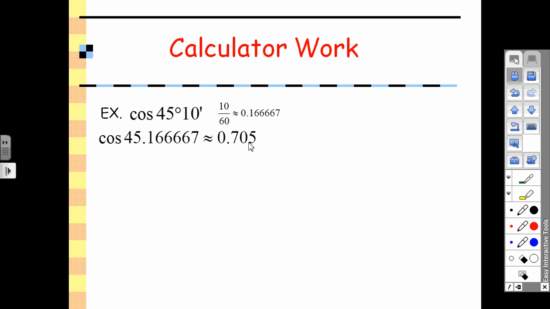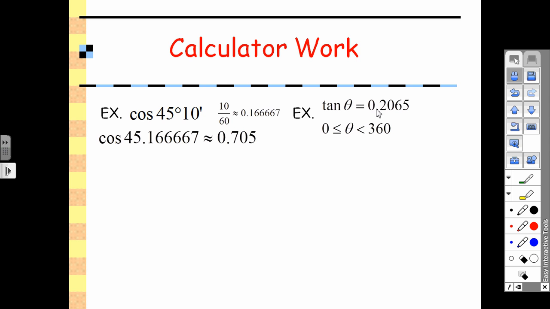So check it out, make sure you know how to work your calculator. Also, be sure that you're in degrees and not in radians. We'll deal with radians later, another way of measuring an angle. Okay, so that should be fairly straightforward. But now, what if we wanted to do the inverse of that?